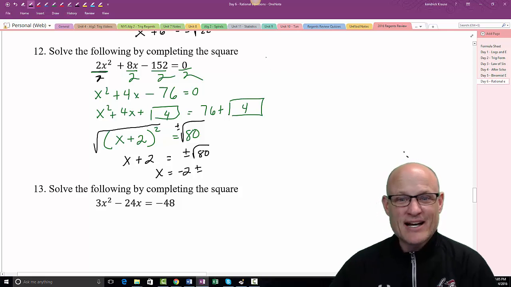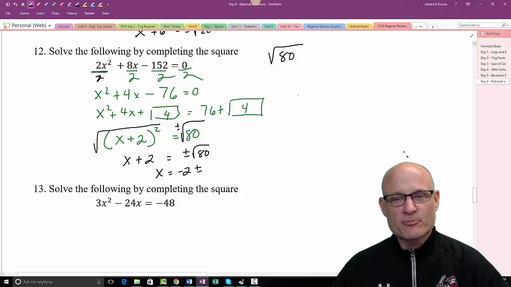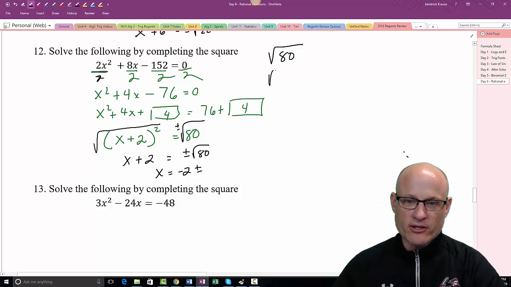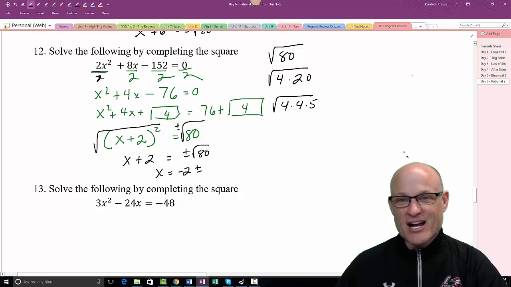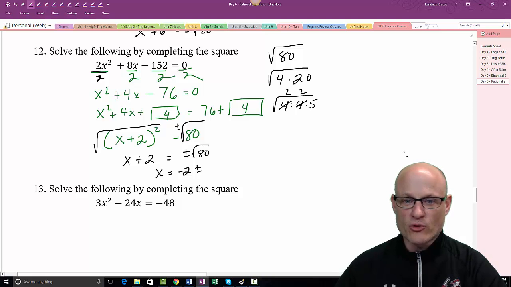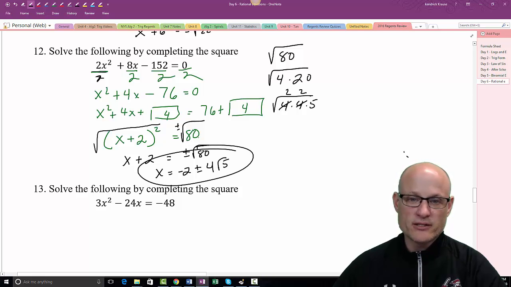Now I have a problem. I have to simplify this square root of 80. Now, if you don't know the biggest perfect square in there, you could do this. You could say, okay, I know 4 goes in. 80 is 4 times 20. Wait a second, 20 has a 4 too. So that's 4 times 4 times 5. And now you can see it. The biggest perfect square that goes in is actually 16. The square root of that is 4. So this is really 4 square roots of 5. Done.